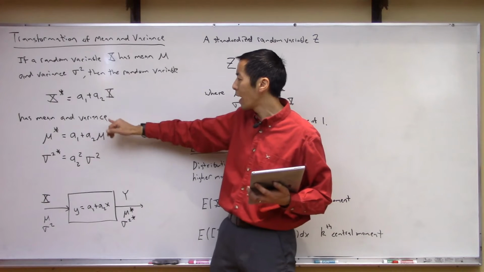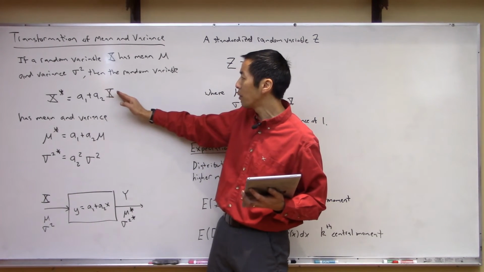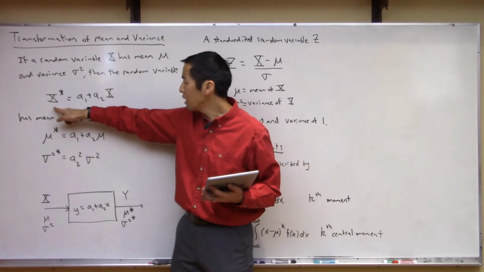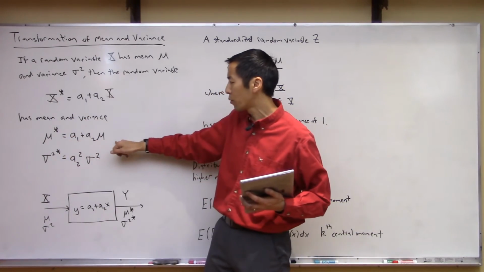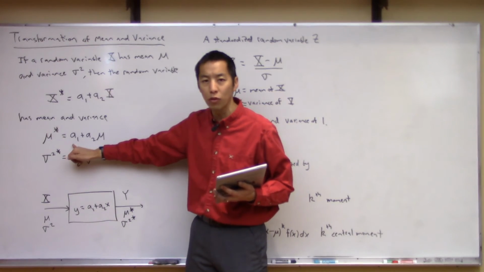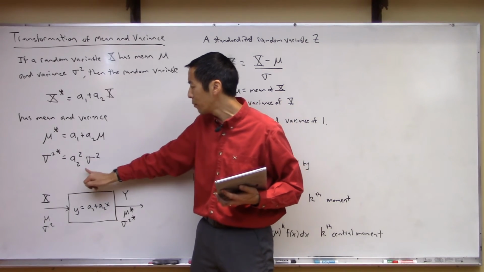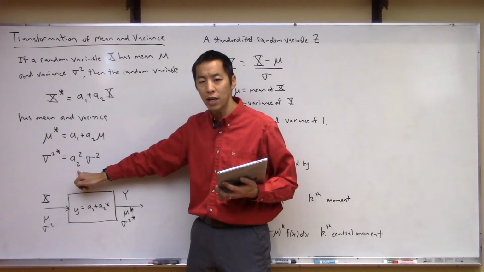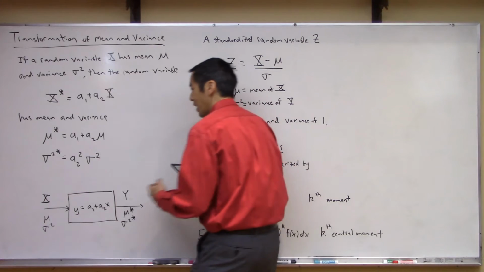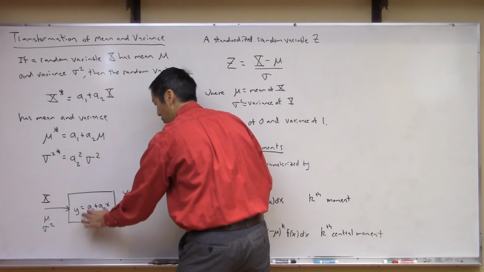Well, it turns out that if you know what the mean and variance are of the original variable x, the new mean and variance of x star are going to be transformed like this. The new mean is going to be the old mean times a plus the offset. And the variance of the new variable is going to be the variance of the old variable times a squared. So again, you've got some random variable and you transform it through this linear operation.